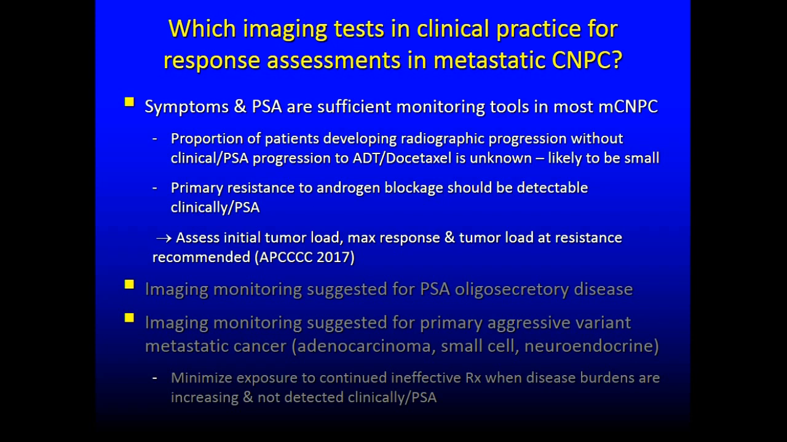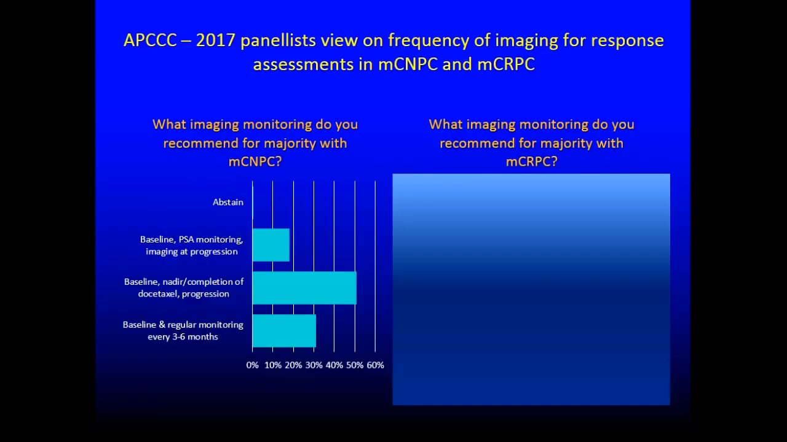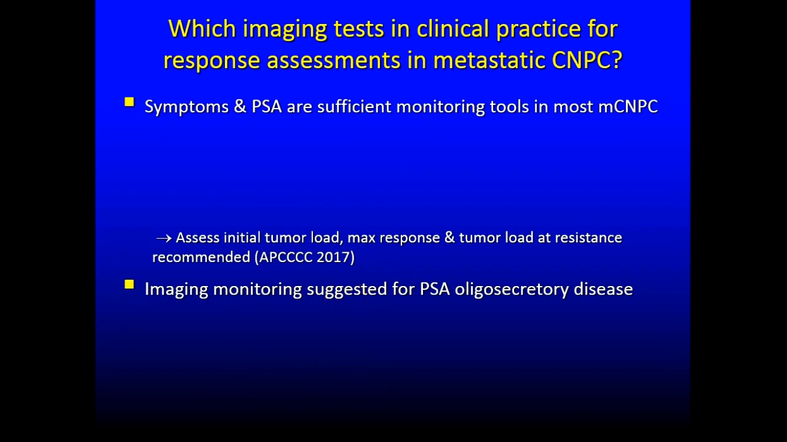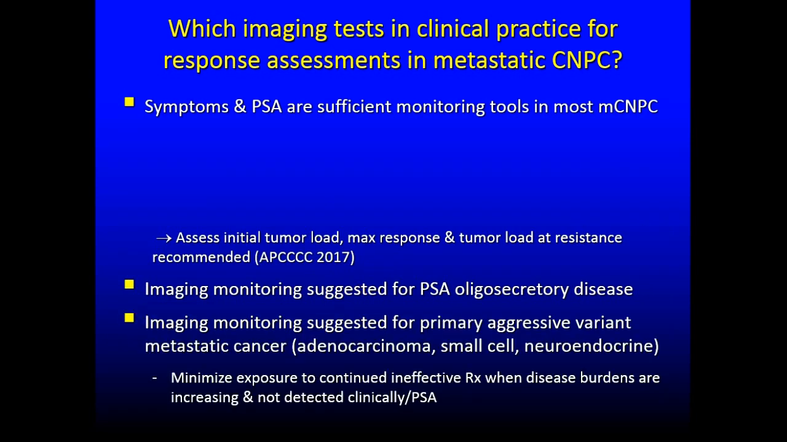Well, the guidelines are in fact quite silent on this. The proportion of patients developing radiographic progression without clinical or PSA progression to ADT is unknown, but is thought to be small. The St. Gallen panelists recommended that some imaging should be done initially at baseline and at the time of maximal response, or the nadir PSA, and then when patients were relapsing. Imaging, however, is suggested for PSA oligosecretory disease.